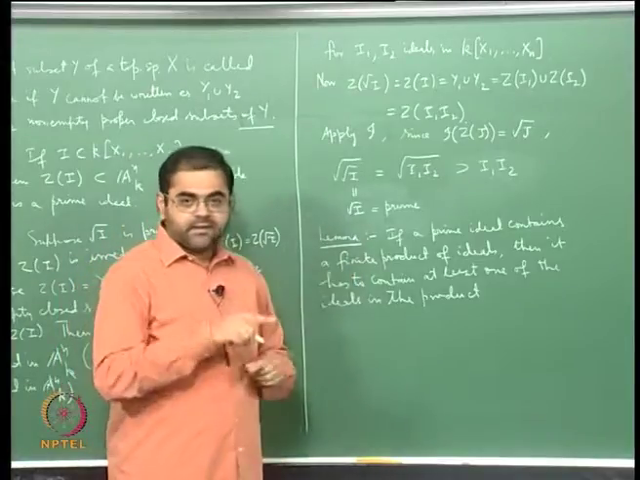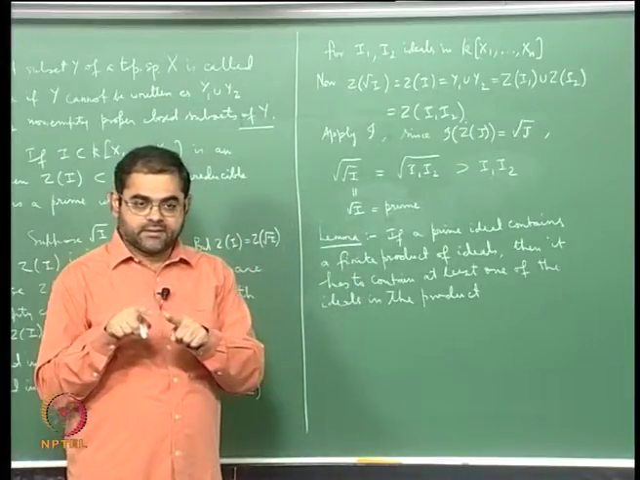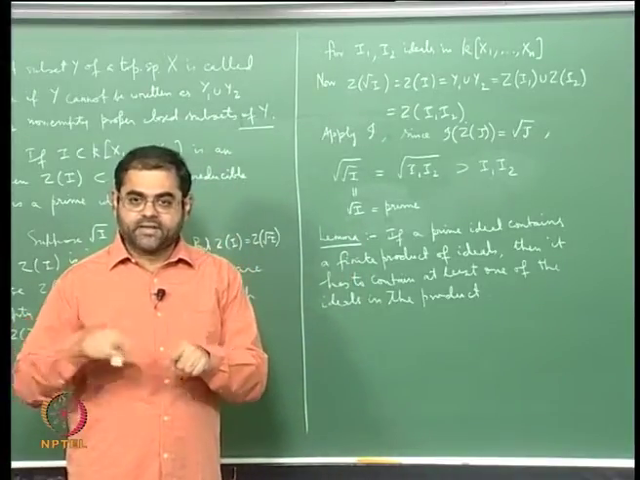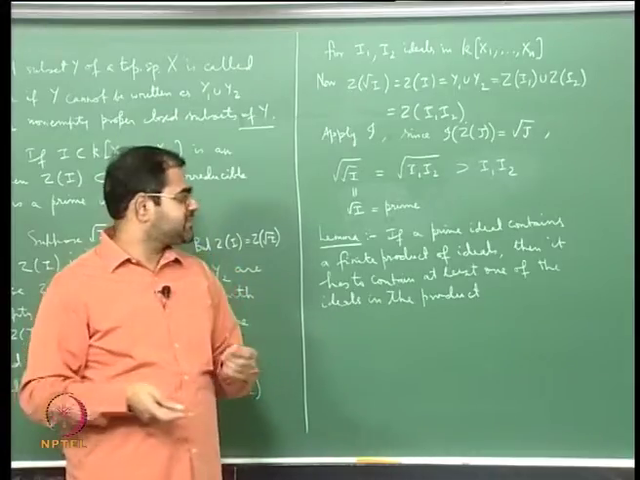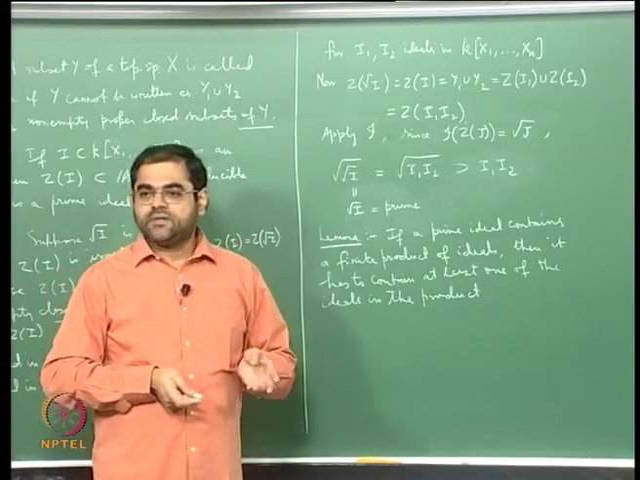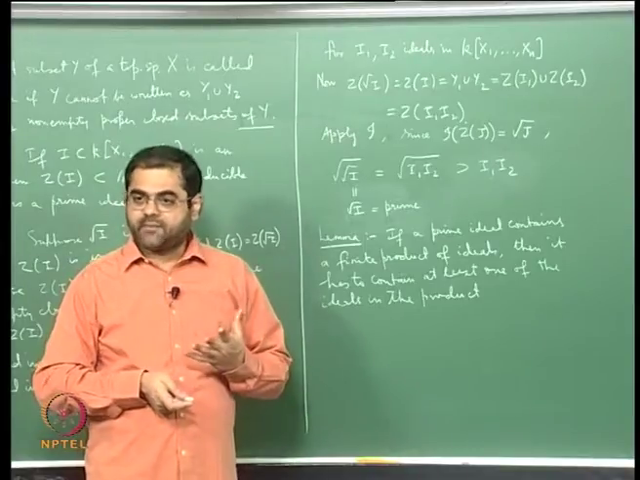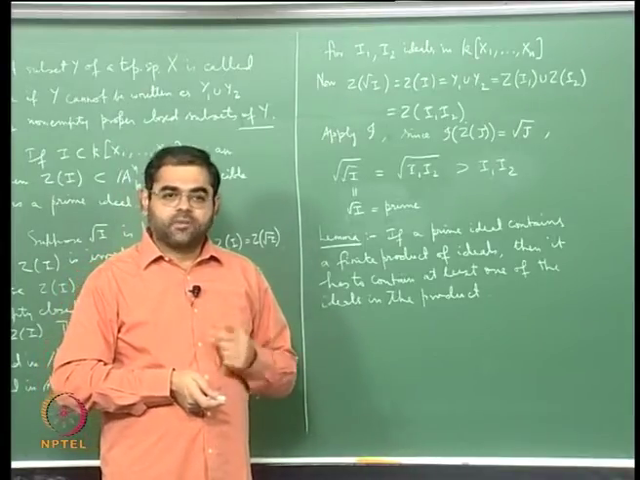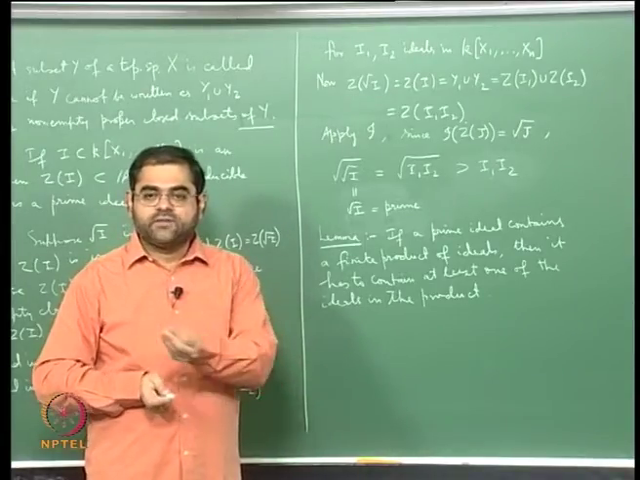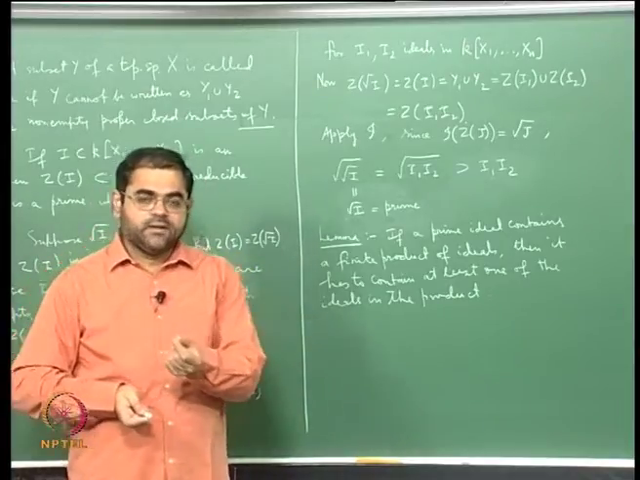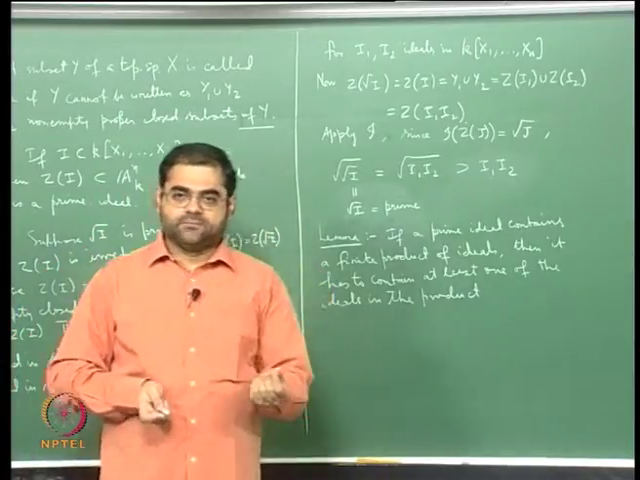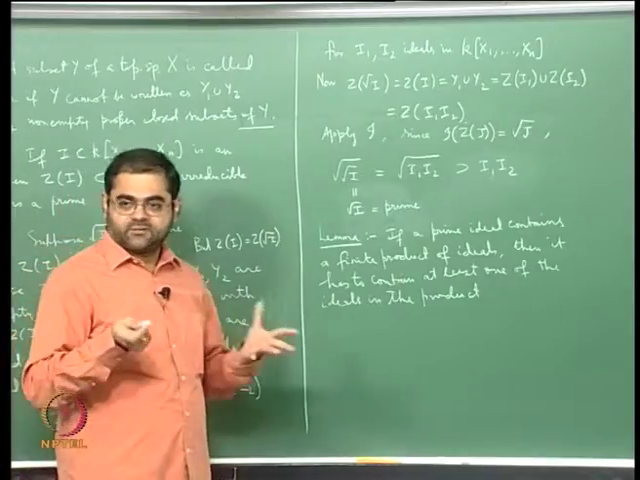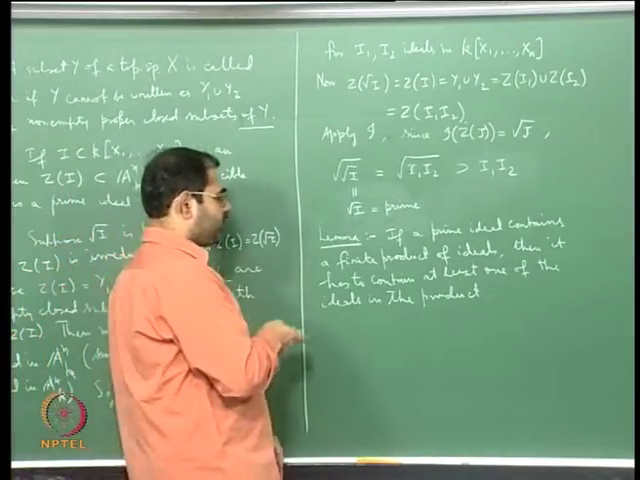And if a prime ideal contains the product J1 J2 ... Jm, then it has to contain some Ji. This is very easy to see because it is just the definition of a prime ideal: if a prime ideal contains a finite product, then it has to contain one of the factors of the product. It is just a restatement of that if you try to work it out.